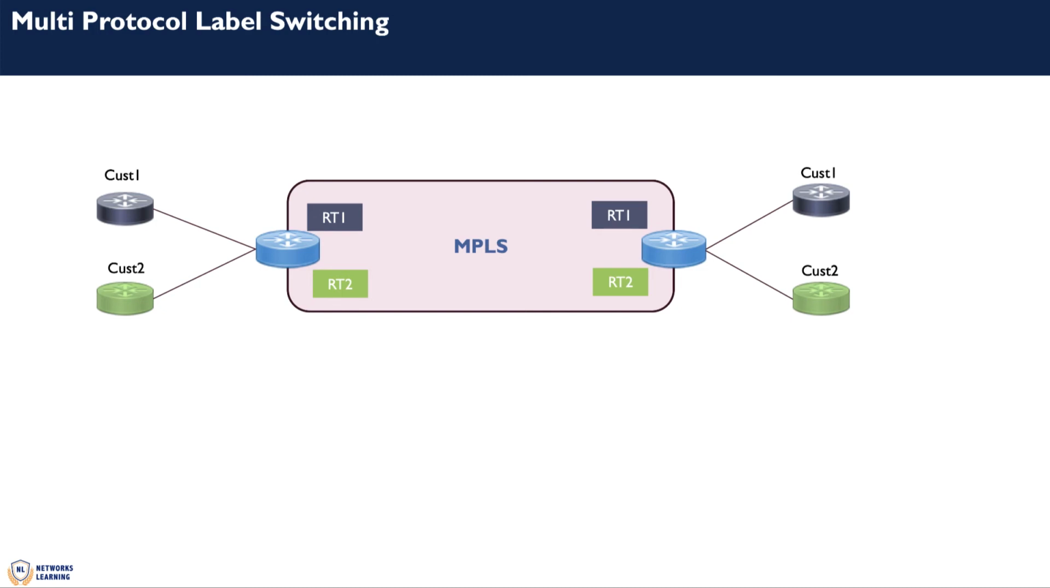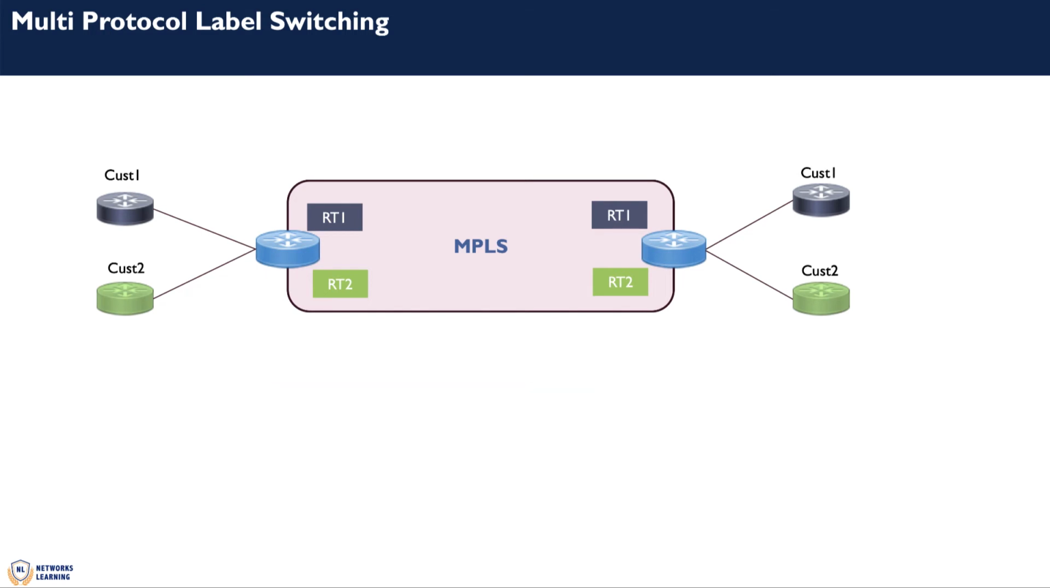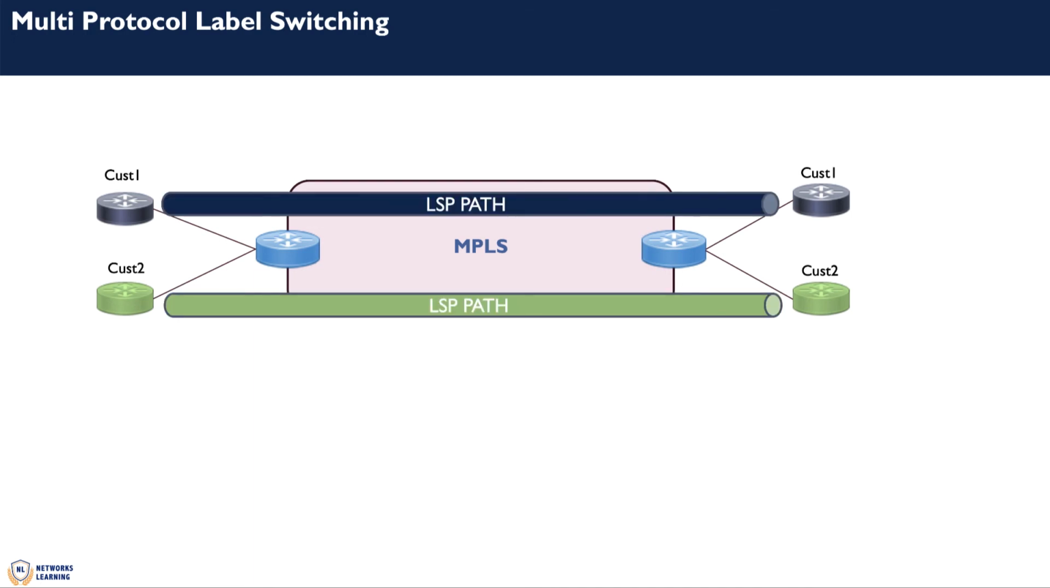With MPLS, the service provider is able to create a VRF for each customer, a virtual routing and forwarding instance. Every routing table for each customer is separate from the other. There is an LSP path that will be created between customer 1 routers and another LSP path for customer 2. These two paths are completely isolated. The routing tables are completely separated, which means that customer 1 and customer 2 are allowed to use the same range of private IP addresses. This is achieved by using labels.